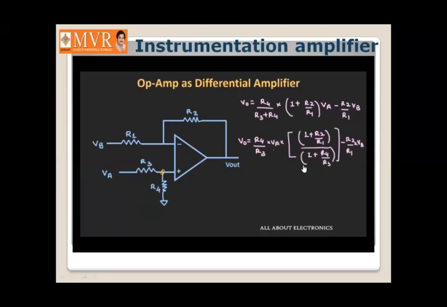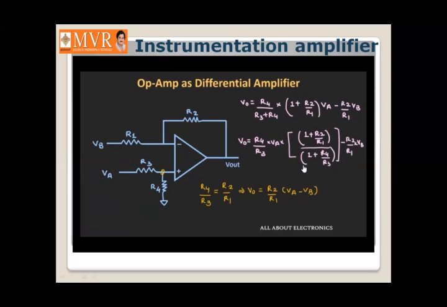So if we rearrange these terms, then we can write this same expression like this. Now here, if we assume that the ratio of R4 by R3 is equal to the ratio of R2 by R1, in that case, the output voltage can be given by the expression R2 divided by R1 times the voltage VA minus VB. So in this case, as you can see, the output voltage Vout will be the difference between the two input signals multiplied by the gain of this circuit.